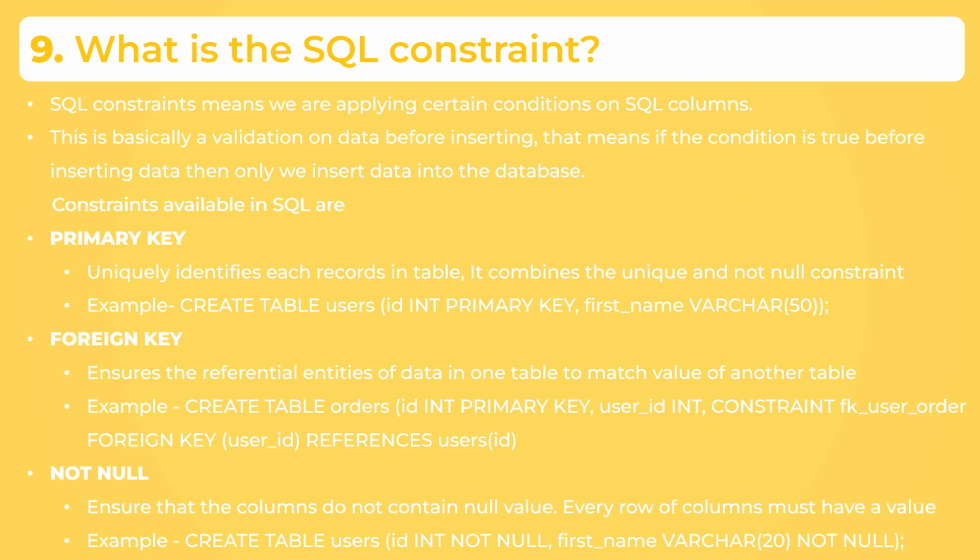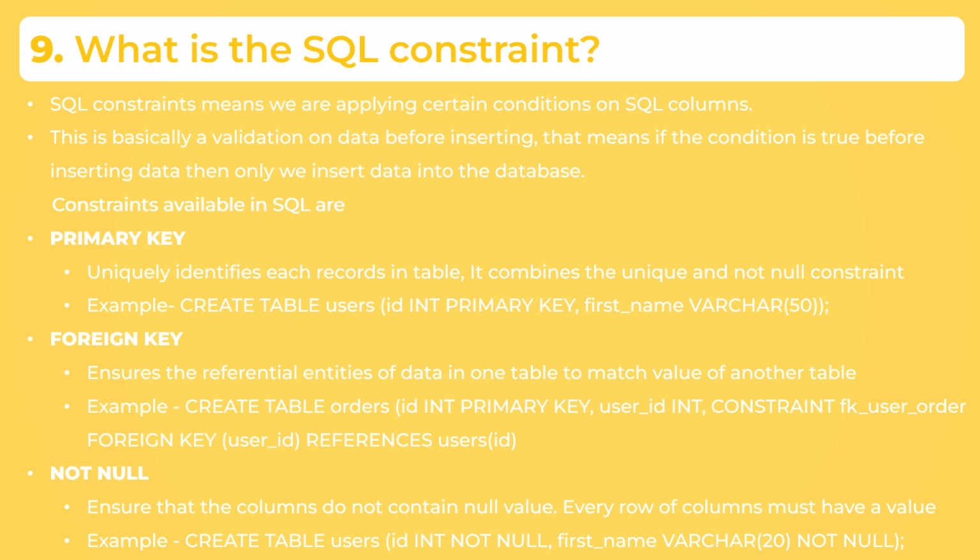Second one is foreign key. It ensures the referential integrity of data, so the values in one table match the values of another table. Example: create table orders (ID integer primary key, user_ID integer, constraint fk_user_order foreign key (user_ID) references users(ID)). So fk_user_order is basically the name of the foreign key.